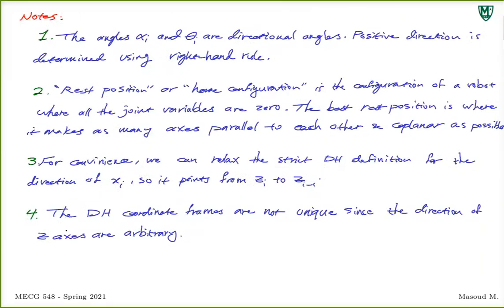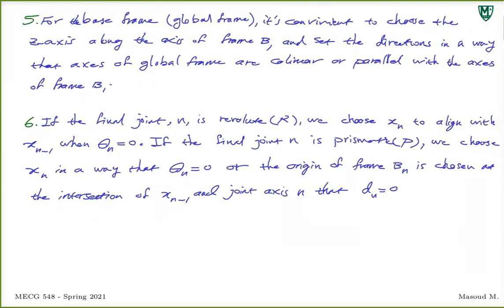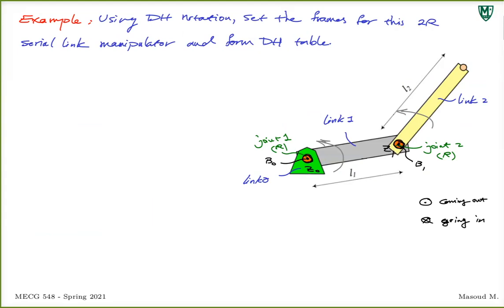So what do we do if we have an infinite number of lines? How am I going to follow rule number 2, to set my X1 axis pointing from Z0 to Z1? Well, I'm told what to do. When two Z-axes are parallel, pick the common normal that is collinear with the length. That means among all the common normals, I use the one that is collinear with link 1, pointing from Z0 to Z1. So this is going to be my X axis, X1.